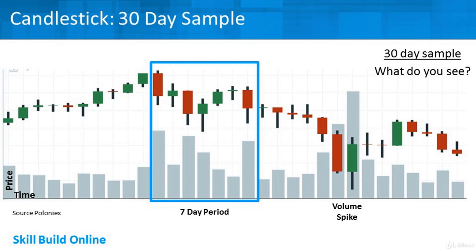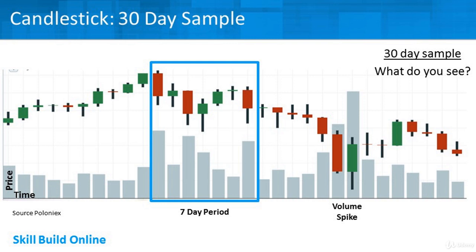To further put this onto another chart and overlay a little more information, let's look at this now over a 30-day period. So I took my 7-day period, you can see in the blue box where I highlighted the 7-day period that we were just looking at, and now put it into a wider 30-day sample. Now what do you see out there? Take a look at the overall 30-day period.